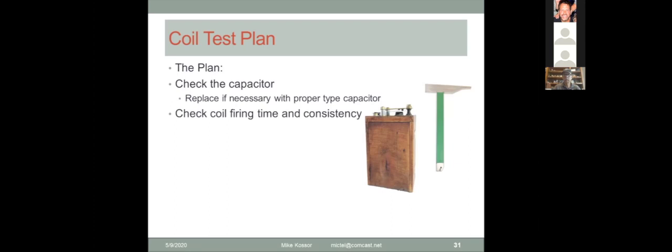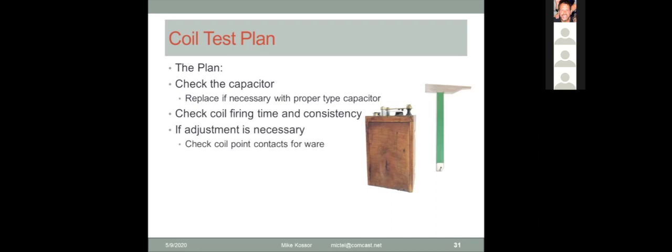Next, we're going to check the coil firing time and consistency, and see: if it's not broke, don't fix it. If adjustment is necessary, then we're going to cover how to go about doing it. We're going to check the coil point contacts for wear.